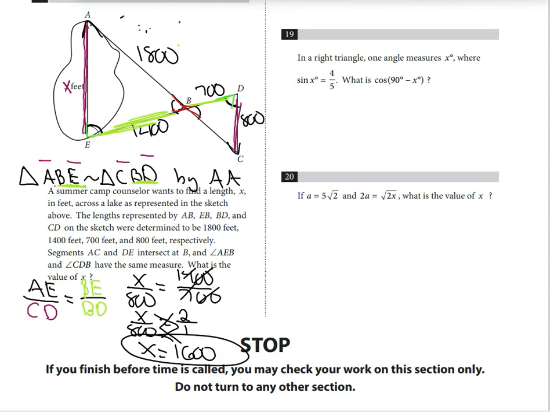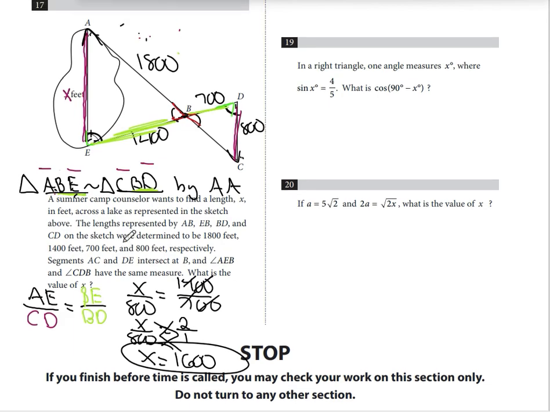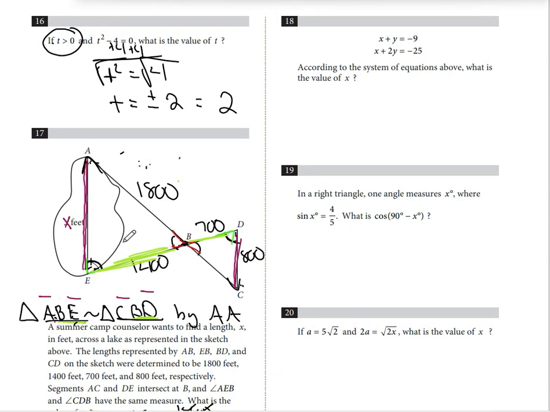So the important part is setting up your proportion, right? So think your similar triangles, we're writing our corresponding parts. AB corresponds to CB. BE corresponds to CD, and then AE corresponds to DC. Okay. All right, let's look at number 18.